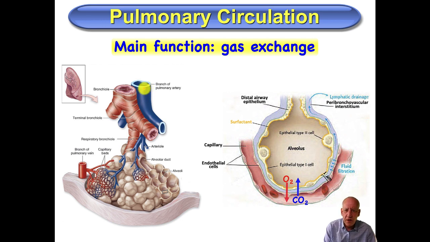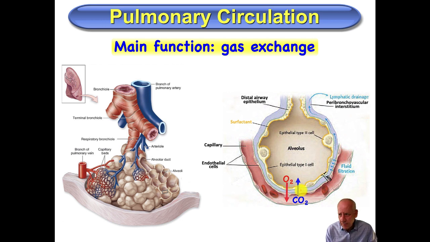Note that the pulmonary artery brings deoxygenated blood, colored blue, and blood leaving the capillaries is loaded with oxygen, colored red. To function as an efficient gas exchange interface, the pulmonary circulation has several special features. First, it has a very high density of capillaries. And second, the space between the blood and the air is extremely narrow.